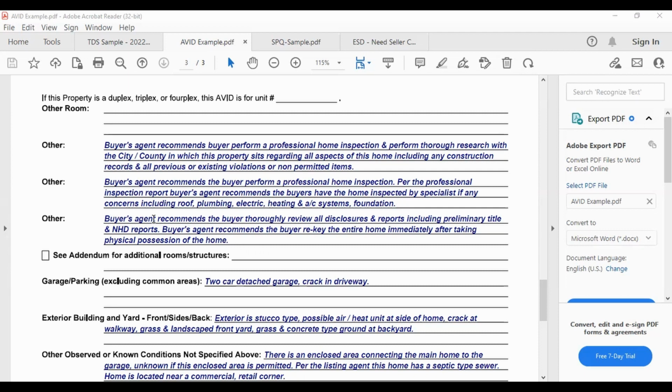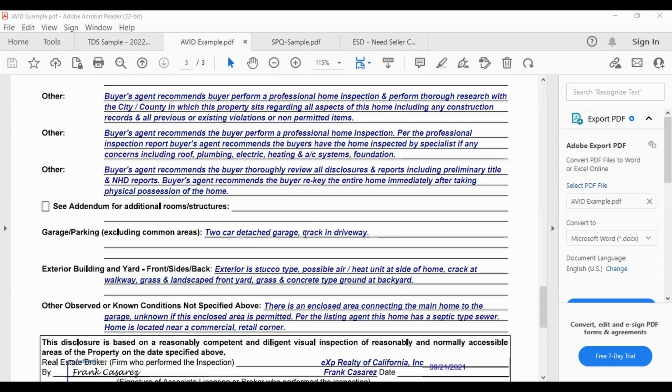I also ask that the buyer review all the disclosures, the reports, including the prelim, the title report, the NHD, that's the natural hazard disclosure report. And I also recommend that they rekey the entire home immediately after taking physical possession of the home. Okay.